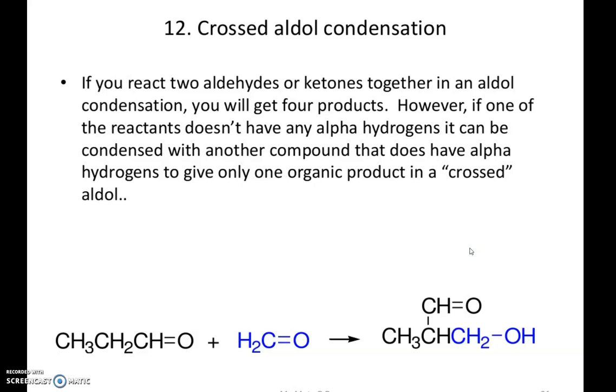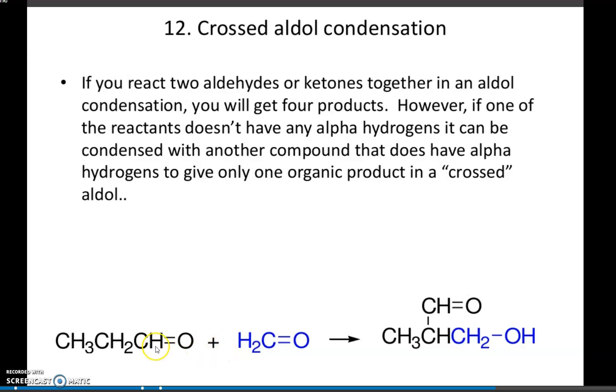If there is no alpha hydrogen containing compound, we will get a compound having alpha hydrogen. This is known as crossed aldol condensation. Here you can see that we are taking an aldehyde and a ketone, and we will get crossed aldol.